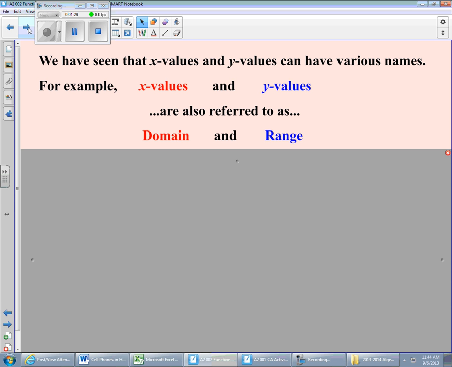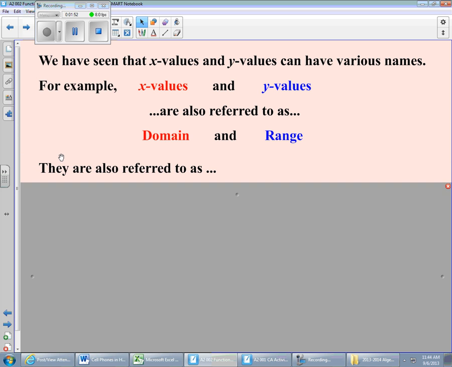Now, this is basically review stuff, so you may not need to write this down unless you feel like you need it. We've seen that x values and y values can have various names. So, of course, x's and y's. And we have learned over and over again that the collection of the x values is referred to as the domain, and the collection of the y values is referred to as the range. What we're going to see today is that there are actually a lot of different synonyms that go along with them, and we're going to need to be familiar with all of them.